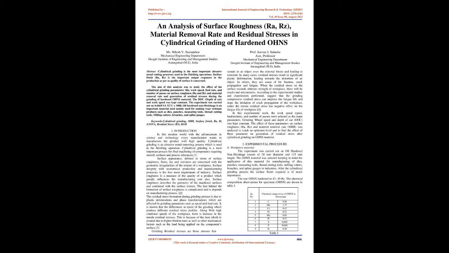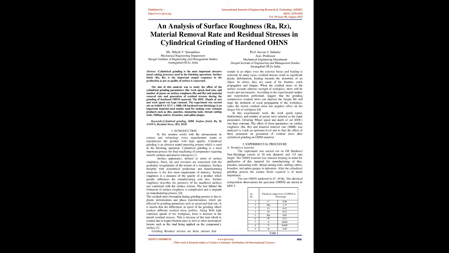The aim of this analysis was to study the effect of the cylindrical grinding parameters, like work speed, feed rate, and number of passes, on surface roughness, Ra and Rz, and material removal rate and generation of residual stresses during the grinding of hardened OHNS material. The depth of cut and work speed were kept constant. The experiment was carried out on a Schleifring SA 5/2 UX 1000.